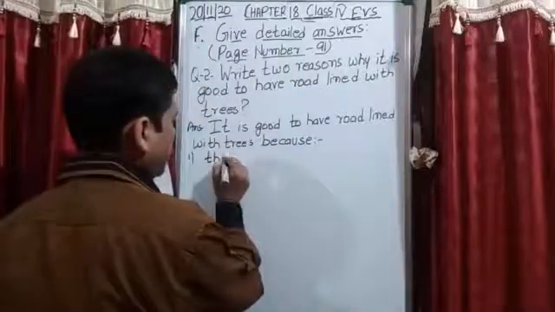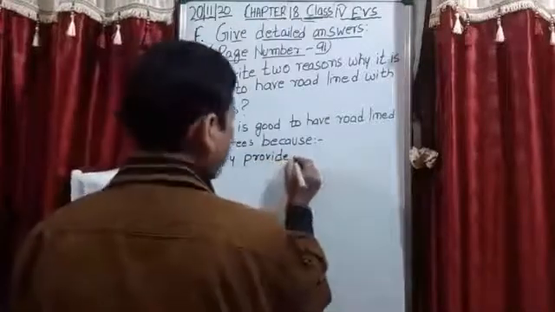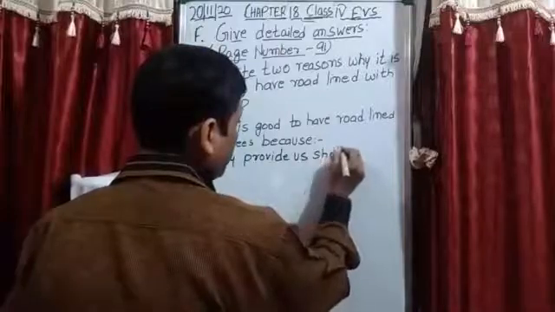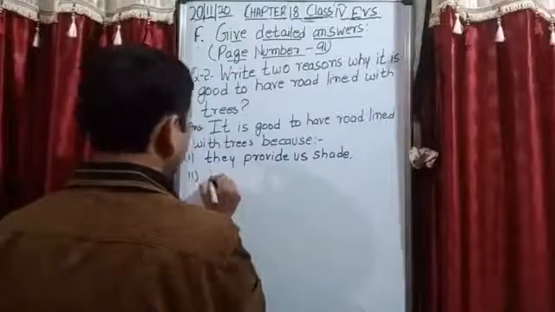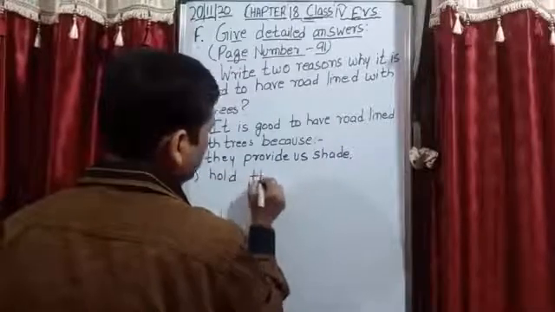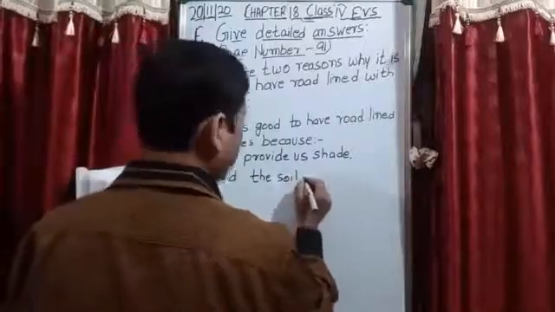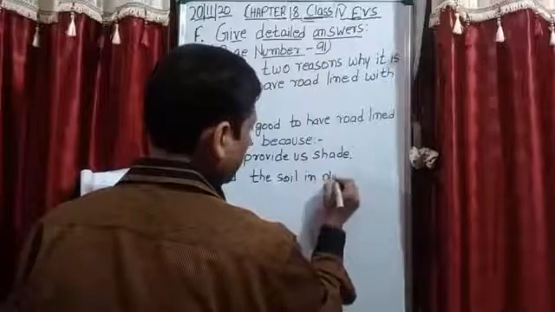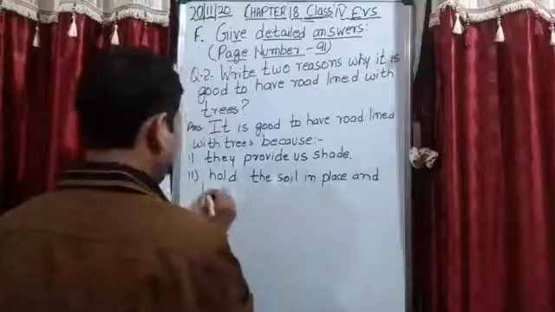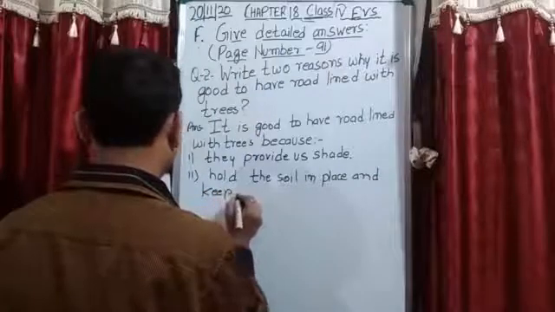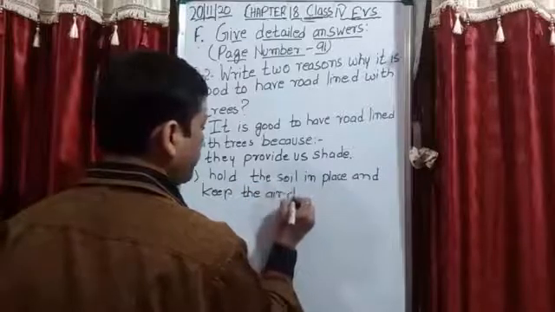they provide us shade. What is there under the trees? Shade. Second point is hold the soil in place, and keep the air clean.